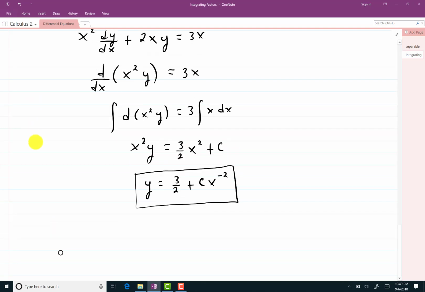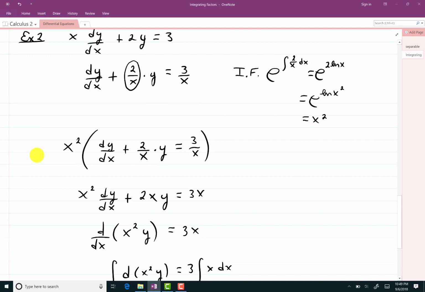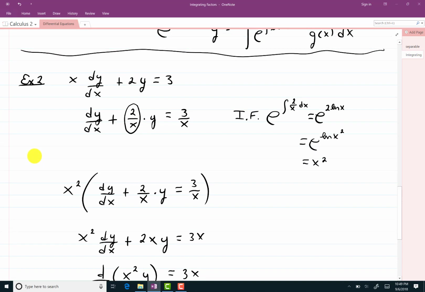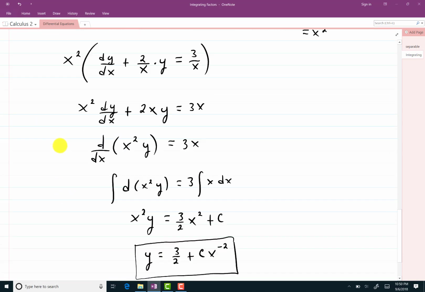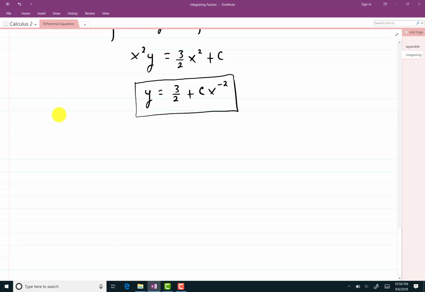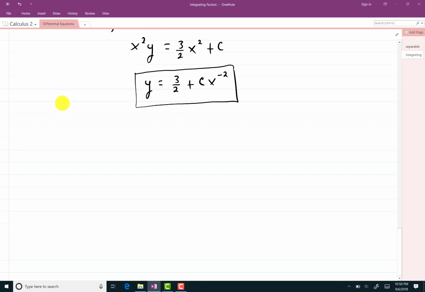Now, let me come back for a second here. This equation, going back to the original equation here, if I would have subtracted 2y from both sides, then I would have been able to separate the equation. So I didn't need to use this method for that. And separation would be the first thing that I would always try.